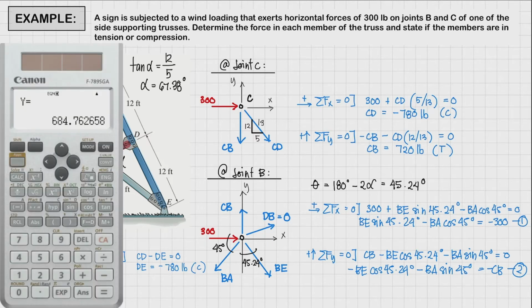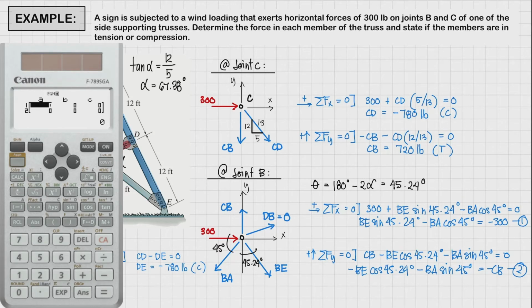So let's bring out our calculator. So for our calculator, we're going to use our equation mode. So click mode, select 5 for the equation. And then we have two unknowns, two equations. We're going to select 1.